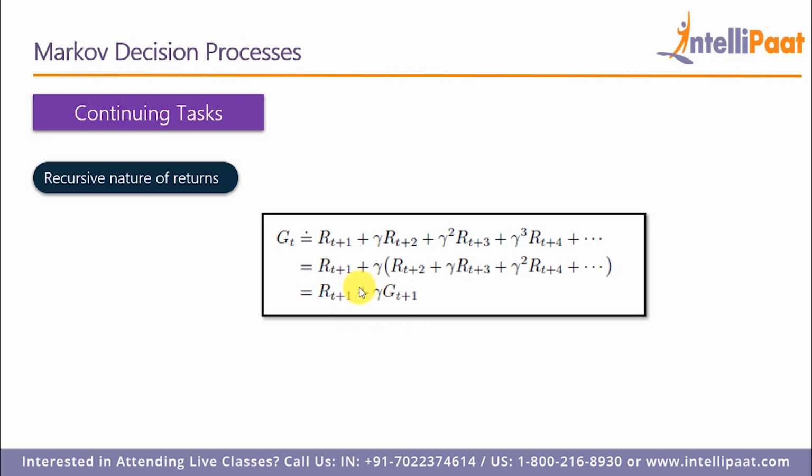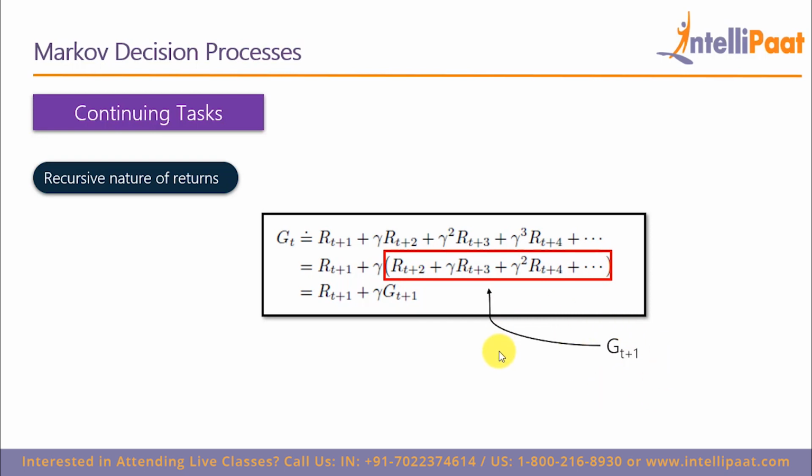which would be G t plus 1. So now we have a recursive equation with G t on the left hand side and G t plus 1 on the right hand side. This is the equation that we get finally, where on the left hand side we have G t, which is the return at time t, and on the right hand side we have G t plus 1, which is the return at time t plus 1. Later on we'll use this equation to design our learning algorithms.